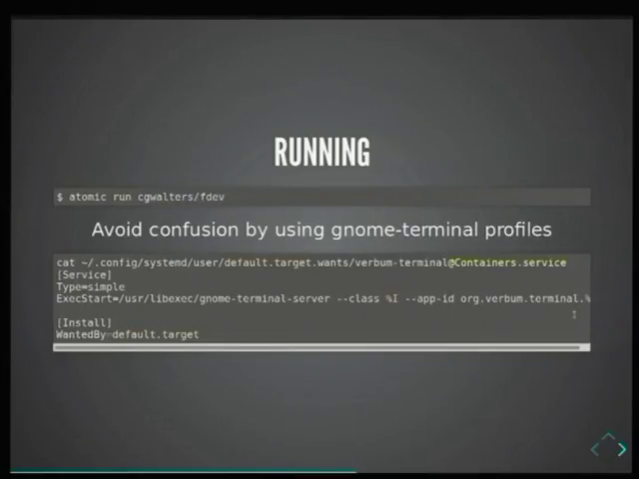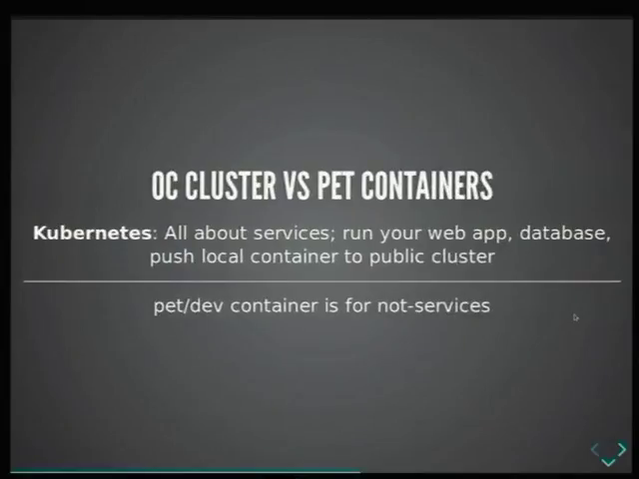So I use GNOME Terminal profiles and actually have systemd user units to spawn the terminals. I guess I can show you, but basically I just have an orange background for my dev container and a white background for my host, because it just helps in keeping things separate. I mean, obviously there's a ton of solutions to this, but that's what helped me.